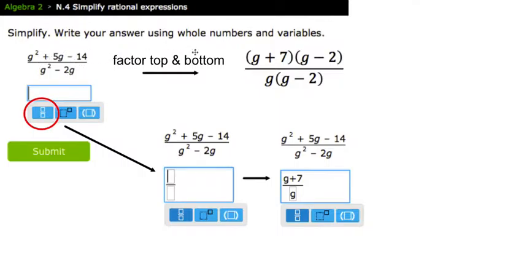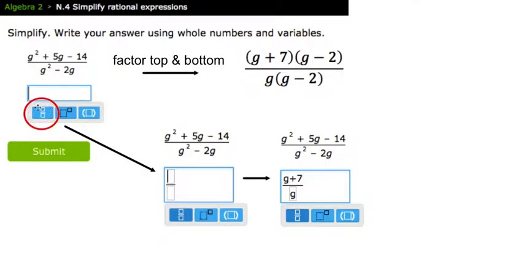It says write your answer using whole numbers and variables. I've got to simplify this, which means I need to factor the top and factor the bottom. And when I factor the top, this is what I get. When I factor the bottom, this is what I get. I need to enter that, well, the g minus 2's cancel out. So my answer is g plus 7 over g, and I need to enter that as a fraction.